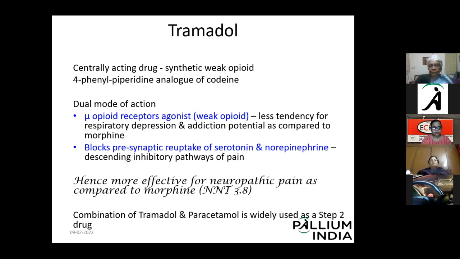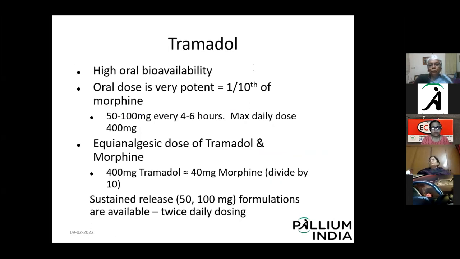Now, coming to tramadol. Tramadol is widely used. It has high oral bioavailability. The oral dose is very potent. It's 1/10 as potent as morphine. That means if you're giving 400 mg tramadol, it's equivalent to 40 mg morphine. The dose is generally 50 to 100 mg every 4 to 6 hours, with a maximum dose of up to 400 mg. Sustained release formulations are also available that can be given twice daily.